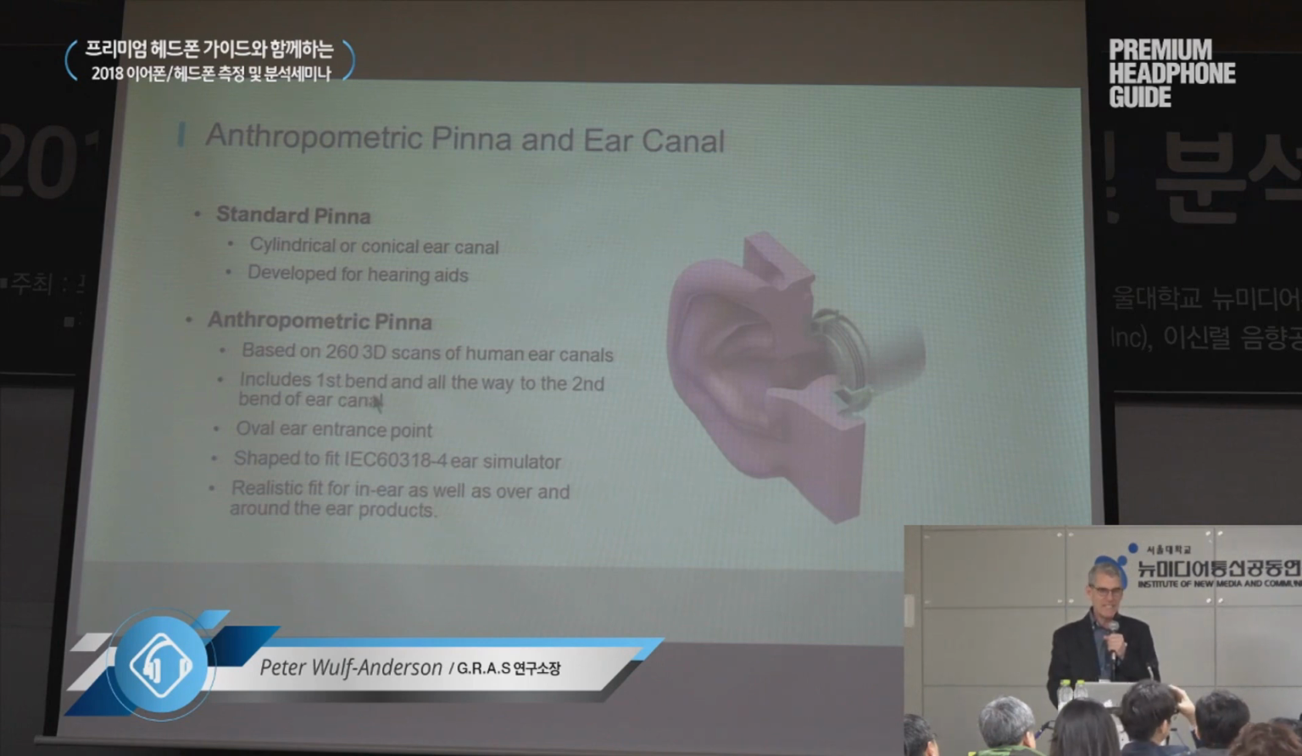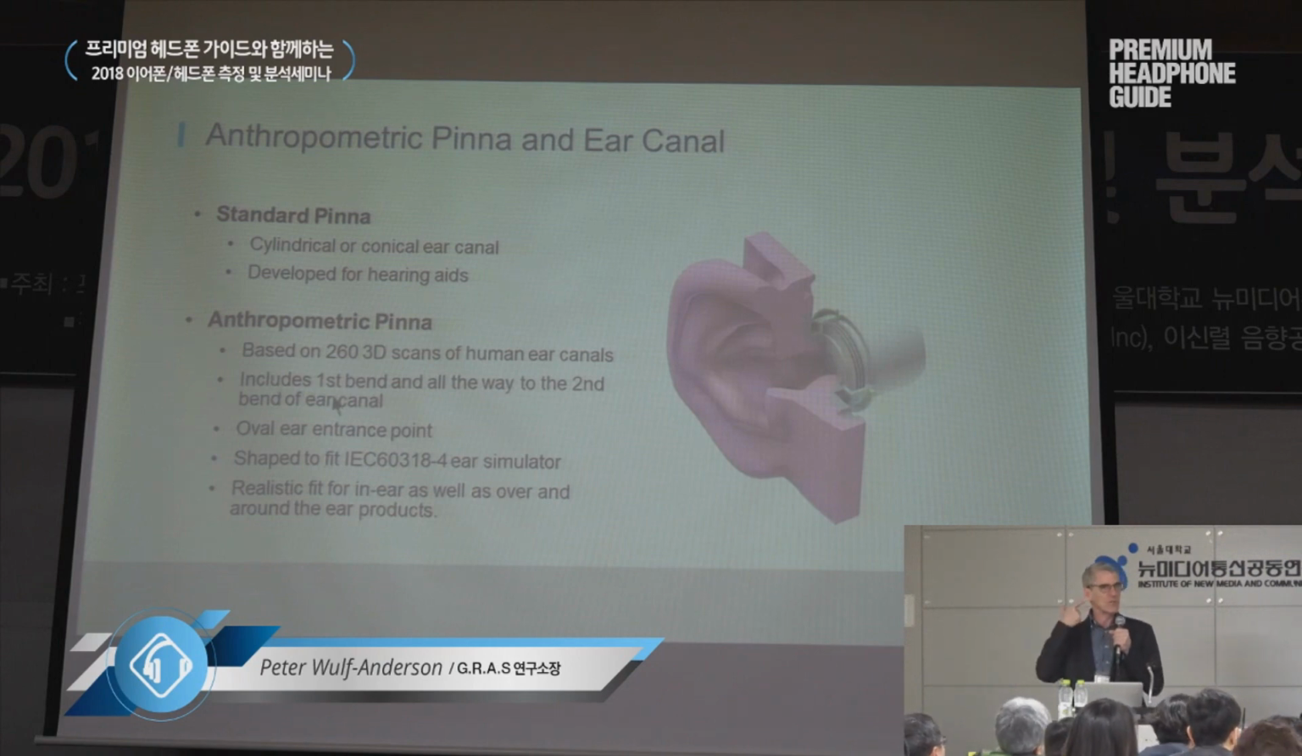And that means that we designed an ear canal that resembles a human being much more. Meaning we now include the first bend, the pointing forward in your ear canal, which is normal for human ears, and it goes all the way into the second bend of the ear canal. And also the entrance of the anthropometric pinna is now oval. Instead of being circular, it is shaped like this, which is again more human-like.